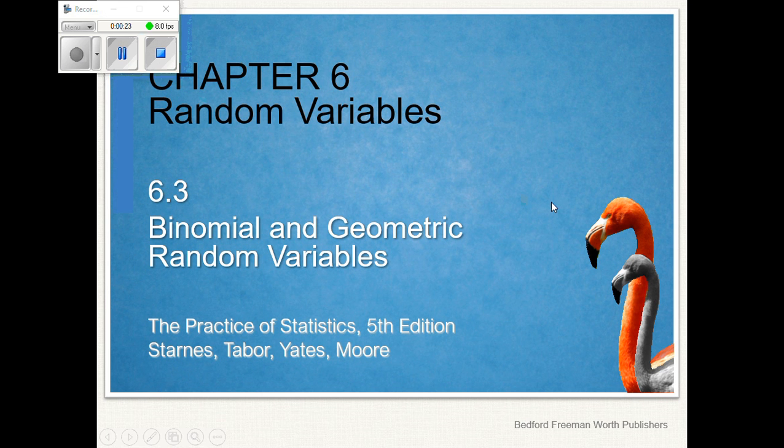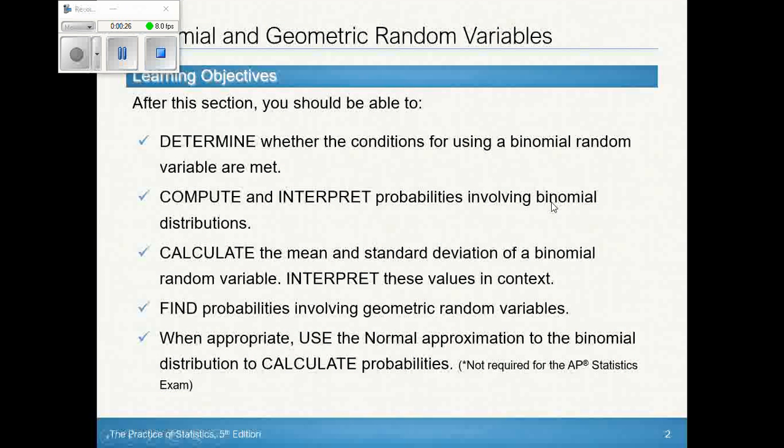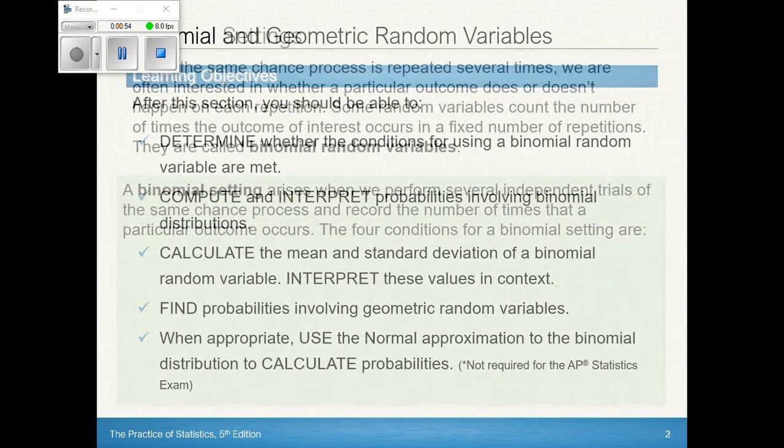So in this unit, we will talk about whether binomial conditions are met or geometric conditions are met. Perhaps one or the other, certainly not both, sometimes neither. We'll compute and interpret probabilities for binomial distributions as well as geometric distributions. We'll calculate the mean and the standard deviation of that random variable and interpret those things in context. And finally, we can talk about a normal distribution to approximate the binomial distribution. So what does all that mean?